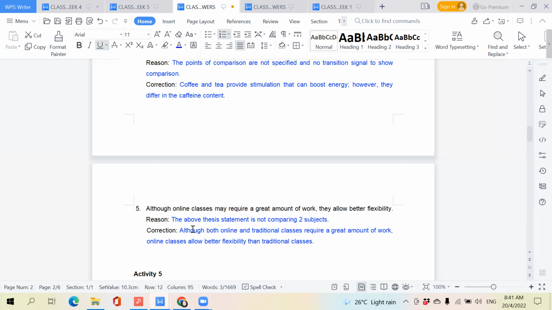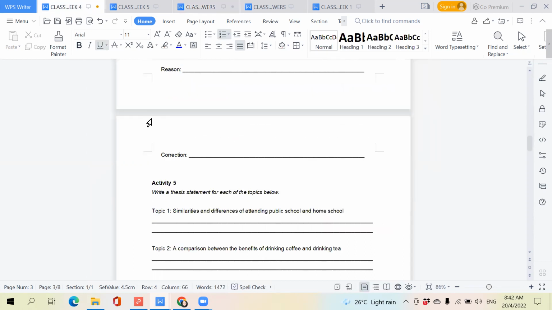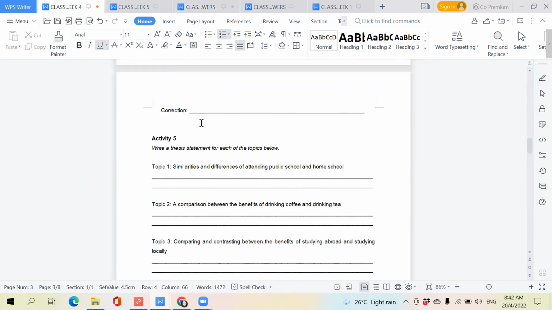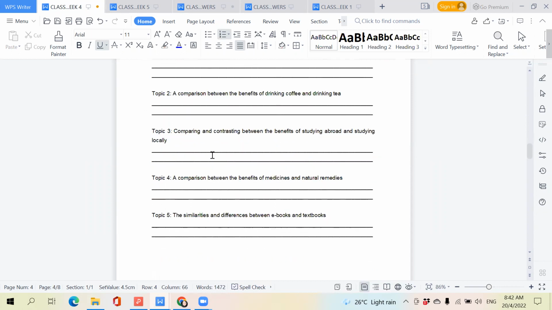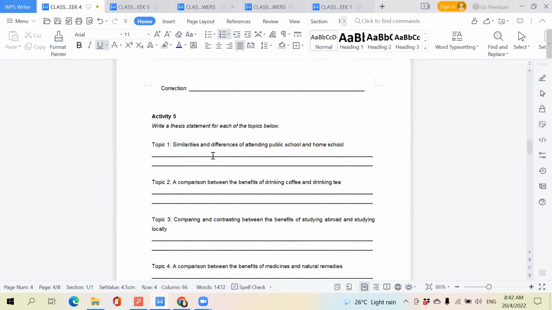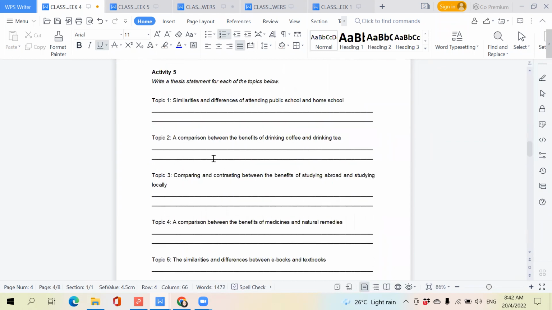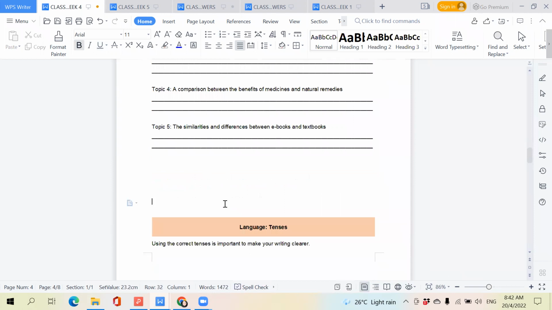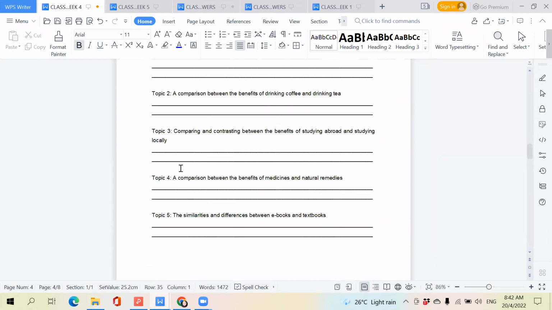Okay, and last but not least, we forgot to mention or identify which is the transition signal. Although, right, we did this already so many times. So although is your transition signal. Okay, all right, so it is as easy as this, nothing difficult really. Okay, all right, let's go to the next part. So here, it wants you to write a thesis statement. Okay, so I'm just gonna do one for you, and then topic 2 until 5. All right, I want you to complete it. Okay, all right, so anyway, I'll just do one for you.